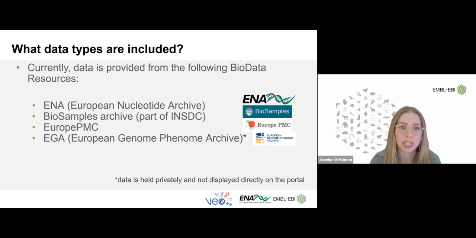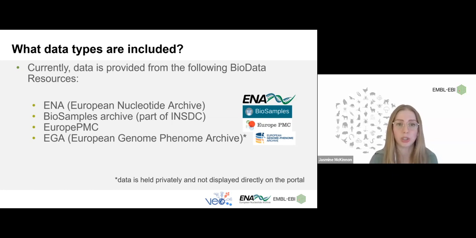So what types of data are included in the Pathogens Portal? Currently, we include the European Nucleotide Archive data. I've introduced you a little bit to the European Nucleotide Archive. It's all nucleotide data. That can be raw read data, assembly data. The Biosamples Archive, which is also technically part of the INSDC, but it's a much wider archive that covers any kind of biosample, which could hold biological data and not just nucleotide data.